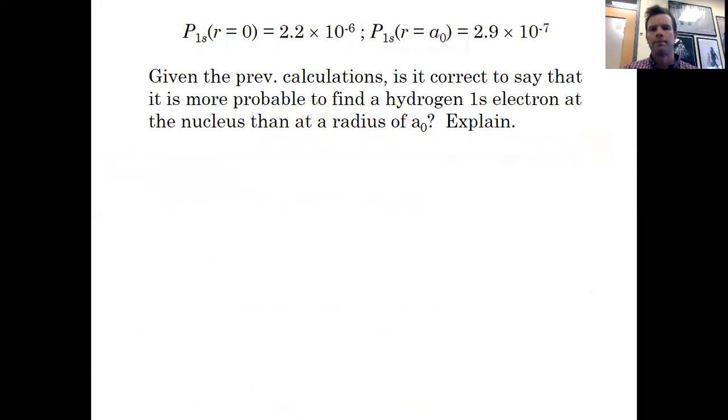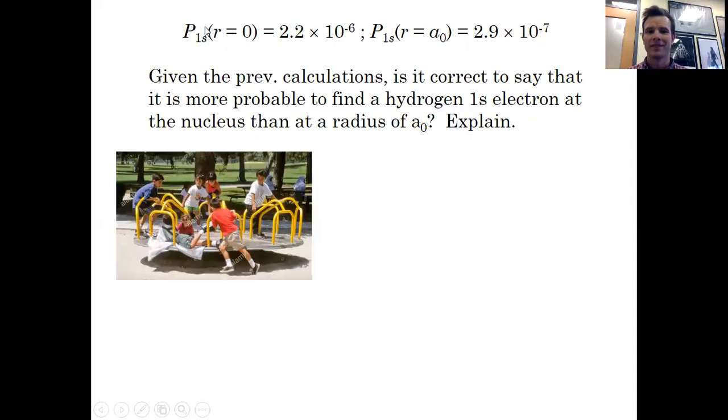Here's the next question. Given the previous calculations, is it correct to say that it is more probable to find a hydrogen 1s electron at the nucleus than at a radius of a naught? Explain. And on the surface of it, this is a dumb question. 10 to the minus 6 is bigger than 10 to the minus 7. So you would say this has to be bigger. We need to think about this carefully.